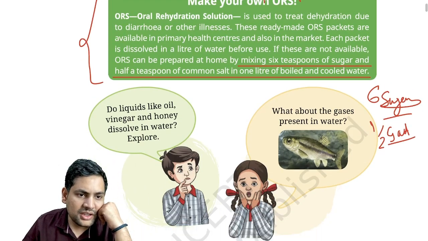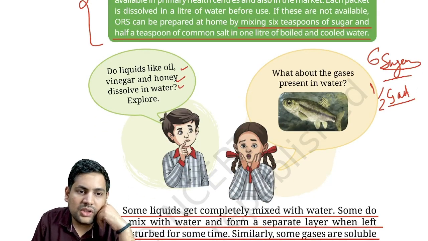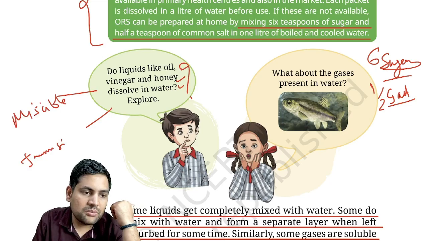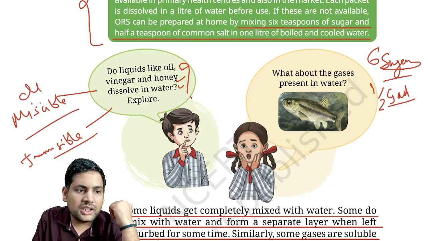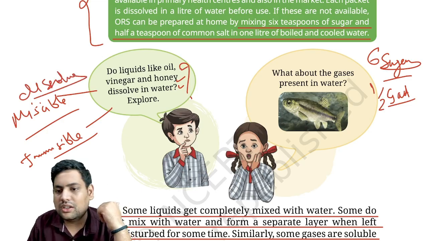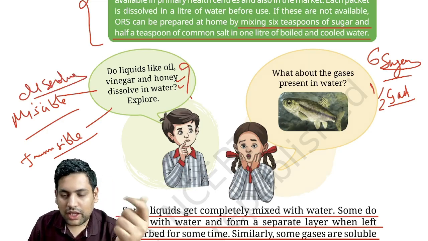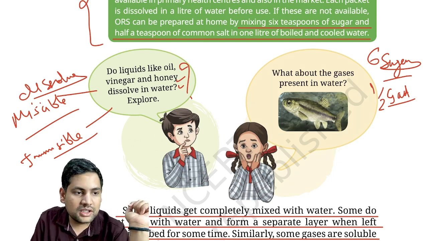Now it talks about liquids like oil, vinegar, honey. Do they dissolve in water? So there are actually two kinds of liquids. It is given in some other chapters, that is immiscible and miscible liquids. Miscible is some liquid which will completely dissolve in the other. For example, wine and water. Correct. Wine is completely dissolved in water, so this is called miscible liquids.